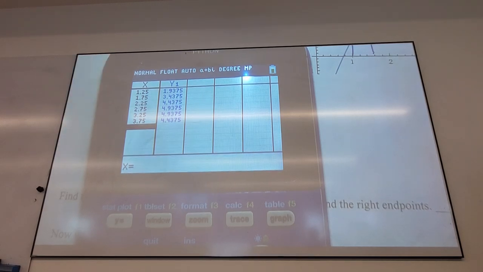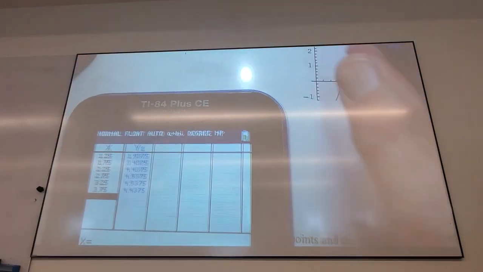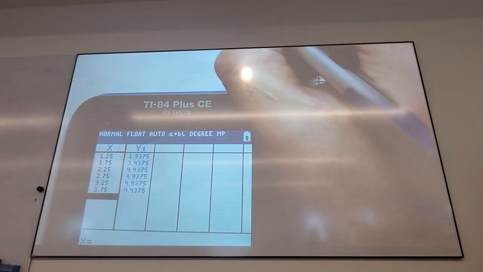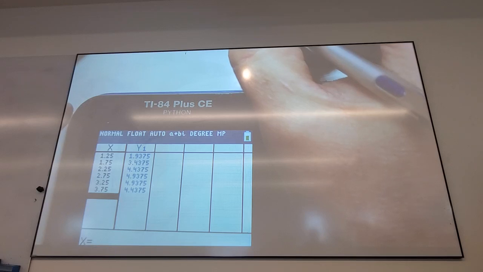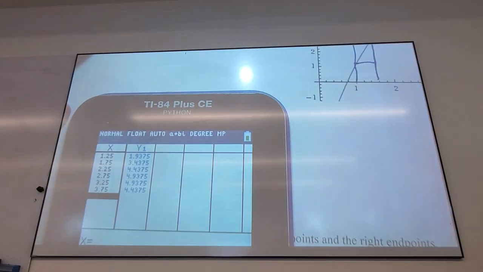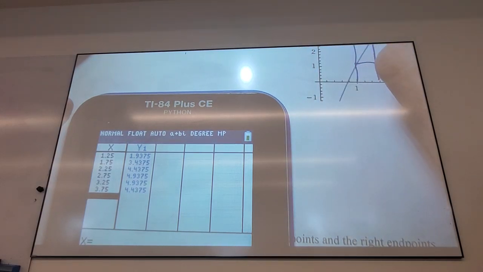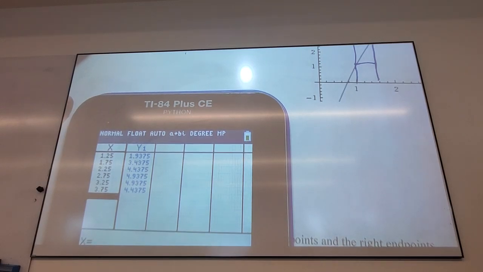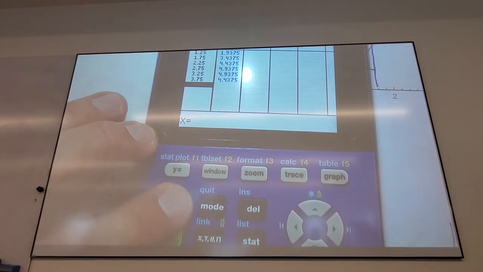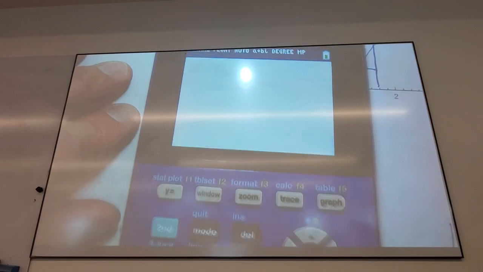Now, if I add those up, let me see. 1.9375, 3.4375, 4.4375, 4.9375, 4.9375, and 4.4375.